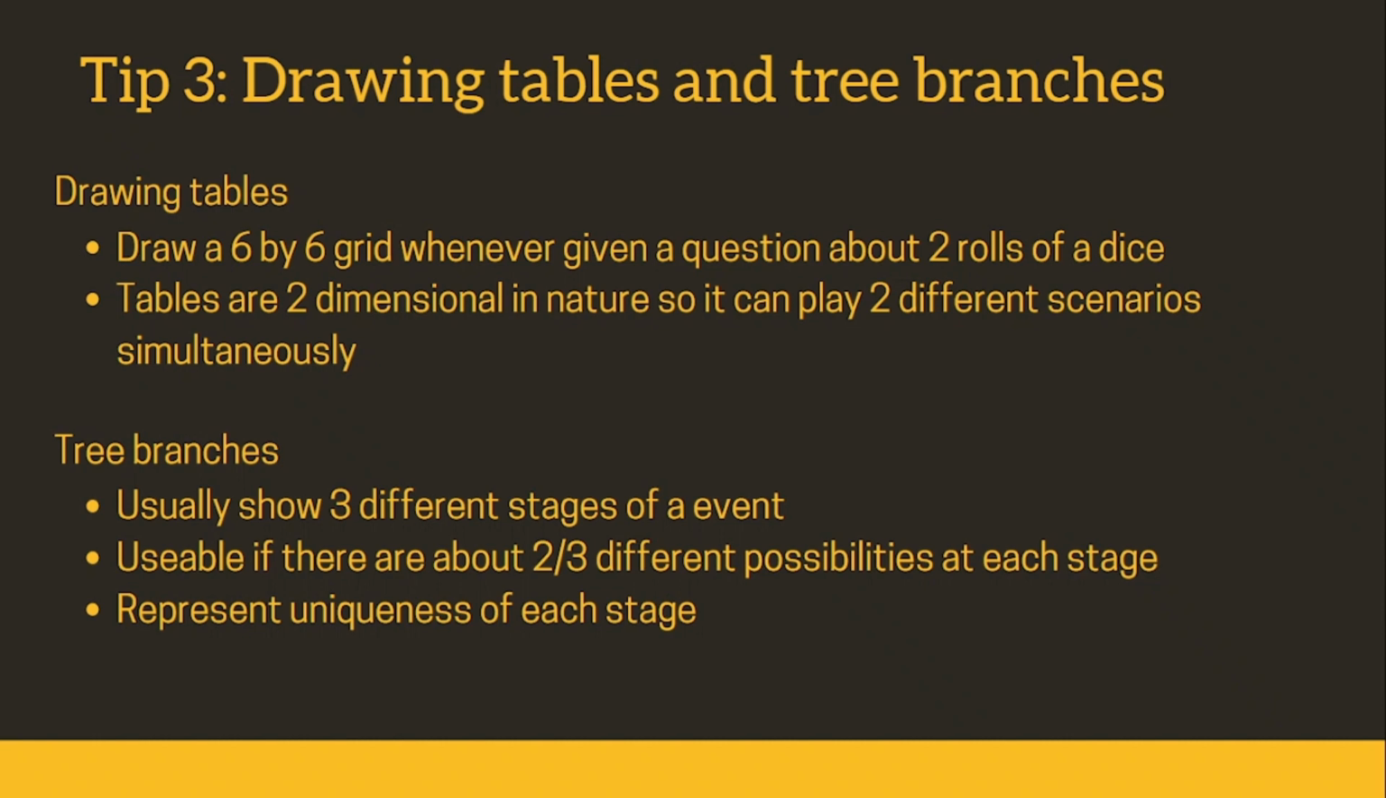What happens is that the first scenario will happen, then the second, then the third. Usually they will ask you to draw about 2 or 3 different stages of an event happening. This is usable if there are about 2 different possibilities at each stage, and this is supposed to show the uniqueness of each stage. Unlike the dice roll, perhaps in a tree branch there will be, let's say, one dice with 4 sides, and then another dice with, let's say, 8 sides. In that case, it's a different kind of stage, and that is when you can try and use a tree branch.